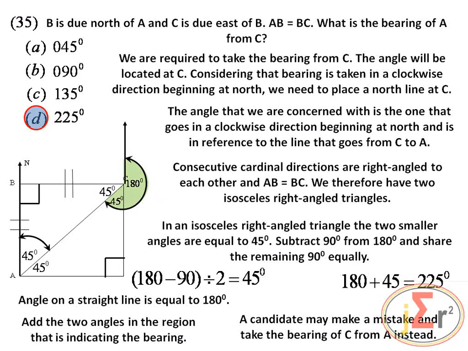So if the candidates go straight ahead and attempt to find the bearing of C from A, that is the angle that they would have found, and they would have no problem seeing that the answer is 045 degrees, of course, which is of course wrong. Right, that one is incorrect.